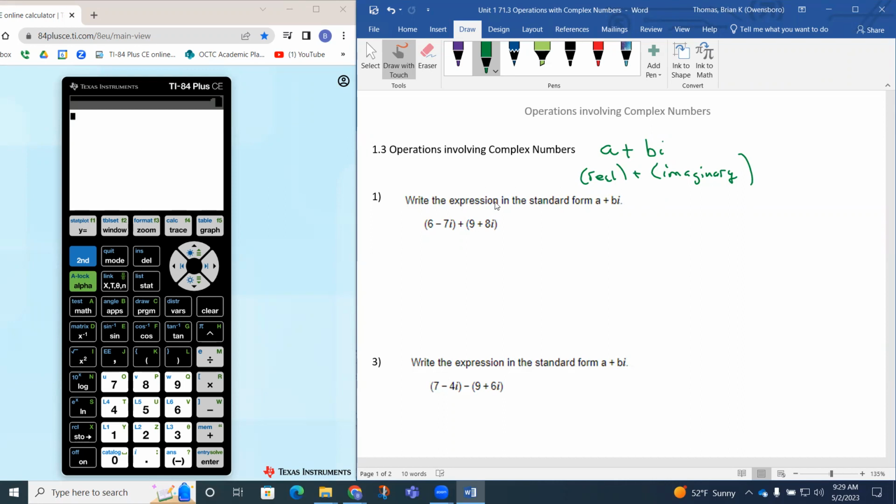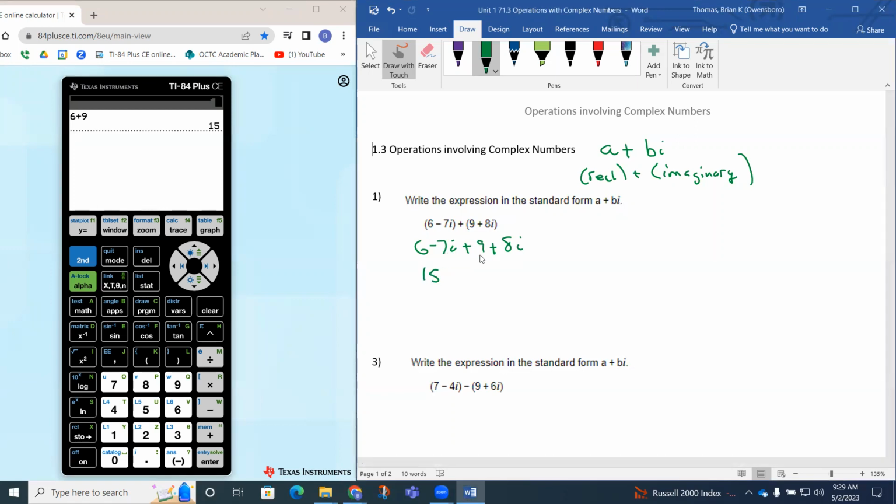So if I want to write this expression in standard form, what we have is two complex numbers added together. So we have the 6 minus 7i, and we're adding to this 9 plus 8i. And with complex numbers, we can just add them together by adding real number values and imaginary values. So again, these parentheses can now just be dropped. So I have the 6 minus the 7i, and then we have this 9 and this 8i. So what we can do is add real number to real number. 6 plus 9 will be 15.